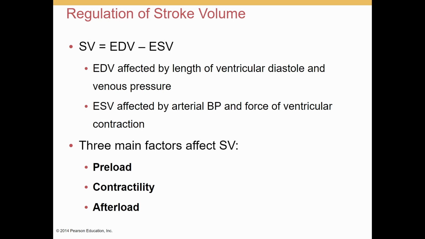In ESV, we primarily see what affects that is arterial blood pressure and the force of ventricular contraction, because if the force of ventricular contraction is very strong, it can eject more blood during ventricular ejection. If more blood is ejected into the major arteries, it's not in the ventricles, and that will lower ESV. There's 3 main factors that affect stroke volume by essentially affecting EDV and ESV.